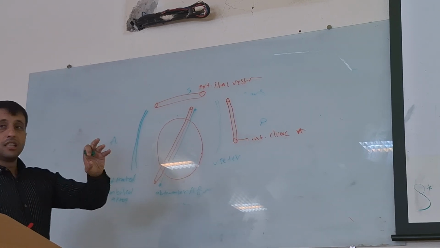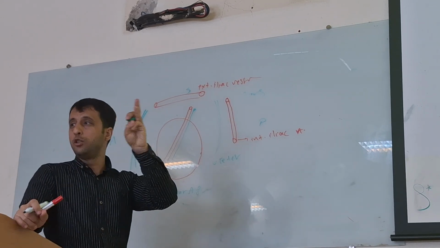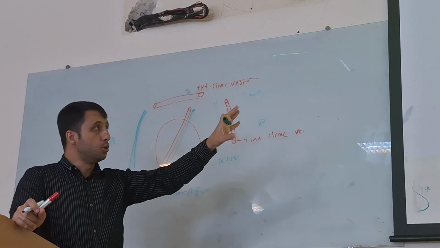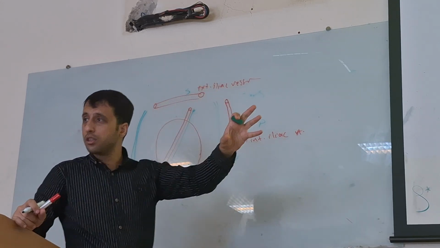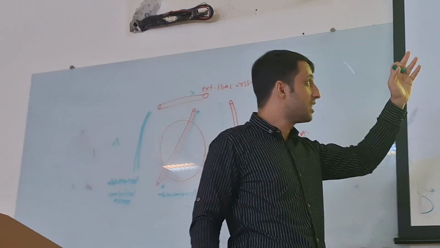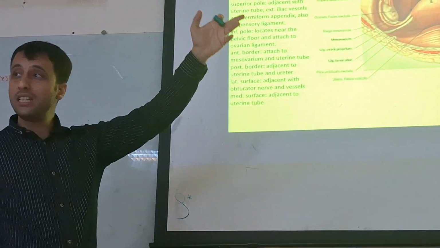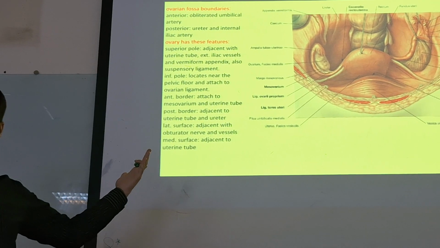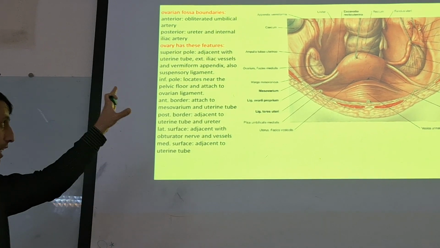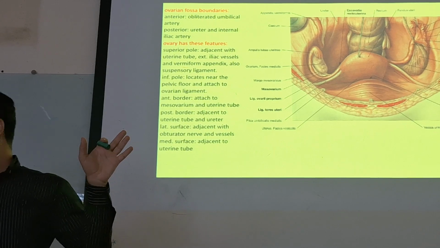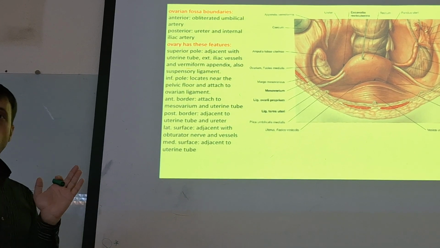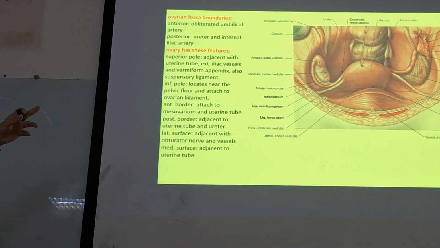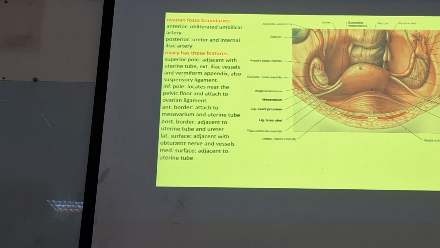Another adjacent: the fallopian tube. The fallopian tube has adjacency to all parts of the ovary except the posterior border and lateral surface. Okay? All of the area except the posterior border and lateral surface has adjacency to the fallopian tube.